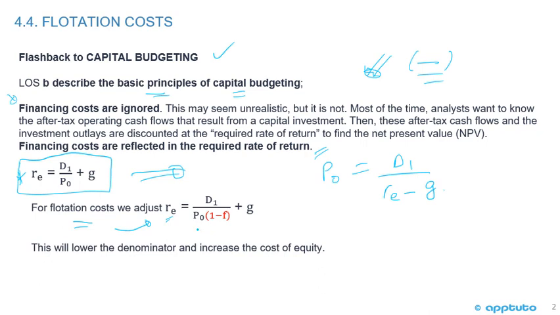We just take our P naught, and I put it in red here, and we multiply by 1 minus the flotation costs. So if the flotation costs were 2% and we issued shares at $100, that means we're going to get $98. What's that going to do? It's going to lower the denominator, and it's going to increase the cost of equity, okay? So that's the only slide that we have here with regards to the flotation costs.